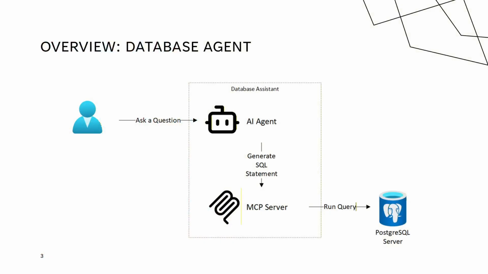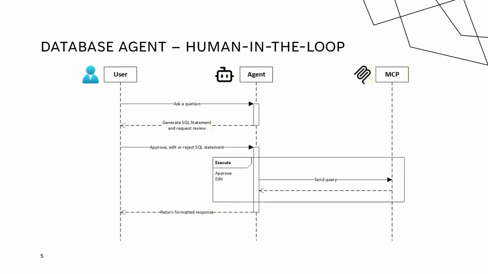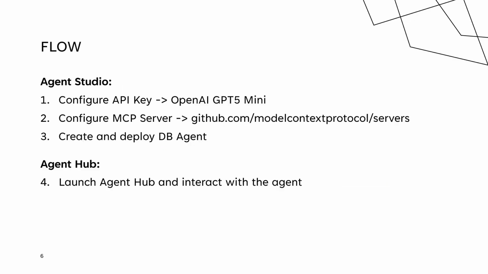In this demo, we will deploy a DB agent that interacts directly with the platform DB. Users will ask questions in natural language, and the agent will automatically generate a SQL statement executed using a Postgres MCP server. Once the results are returned, it will display to the user in a formatted readable response. We will also introduce human in the loop so that before any query is executed, the generated SQL is displayed to the user, allowing them to review the query, and our agent will only execute approved queries.